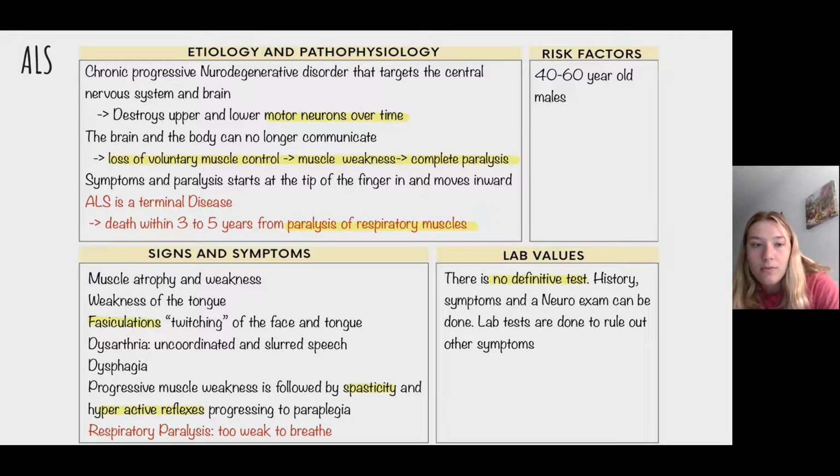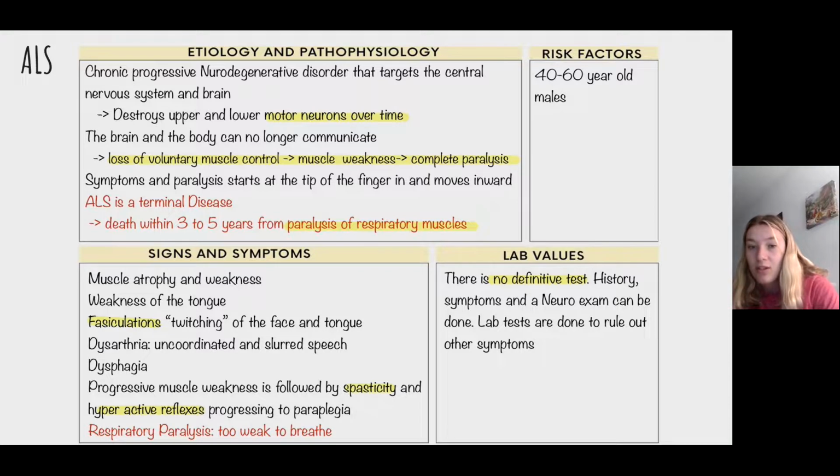So signs and symptoms: muscle atrophy, weakness, kind of everywhere. Fasciculations are a big one. They're going to have twitching of the face and tongue. This progressive muscle weakness is followed by spasticity and hyperactive reflexes. So keep that in mind, and just know that really a lot of it is progressive muscle weakness and paralysis.